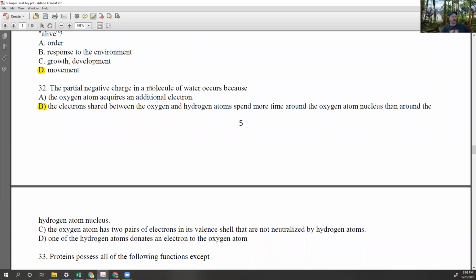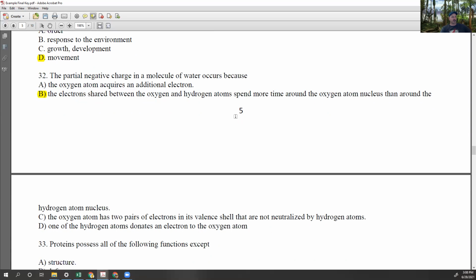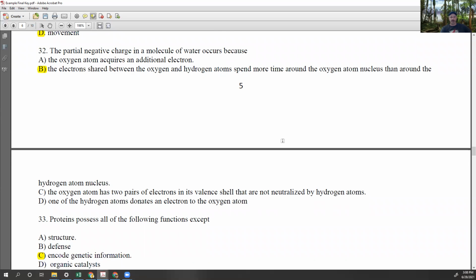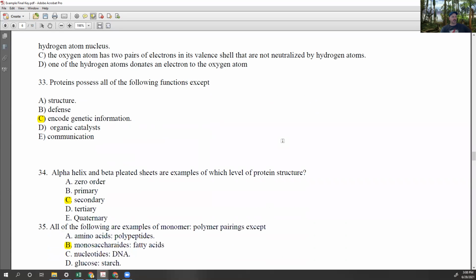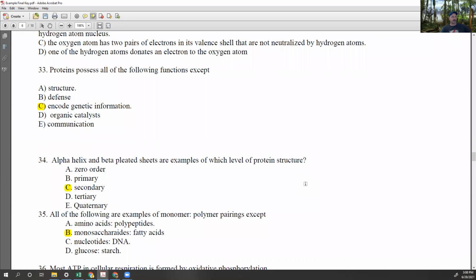32, the partial negative charge in a molecule of water occurs because B, the electrons shared between oxygen and hydrogen atoms spend more time around the oxygen. Oxygen's more electronegative. Proteins possess all the following functions except C, they do not code for genetic information.